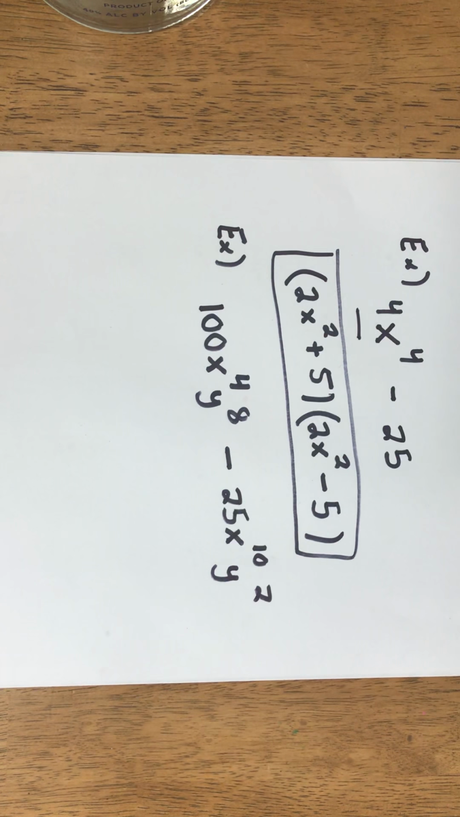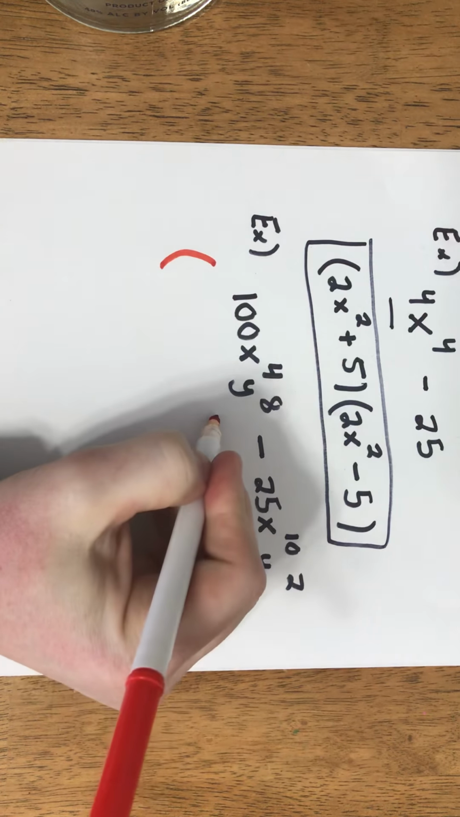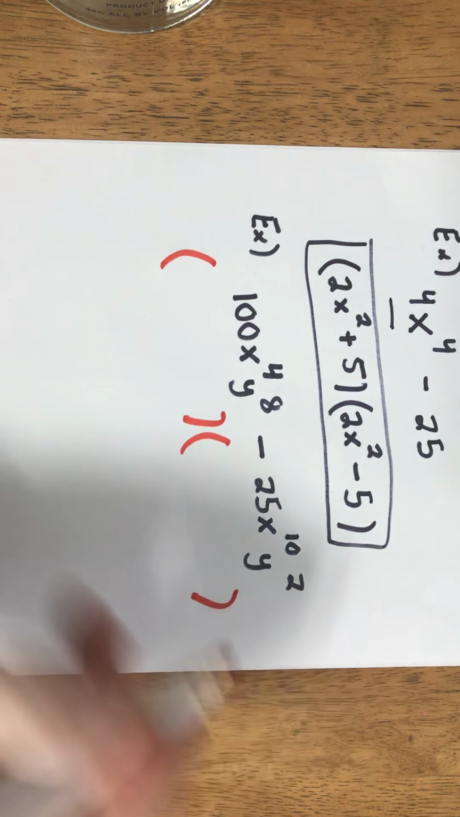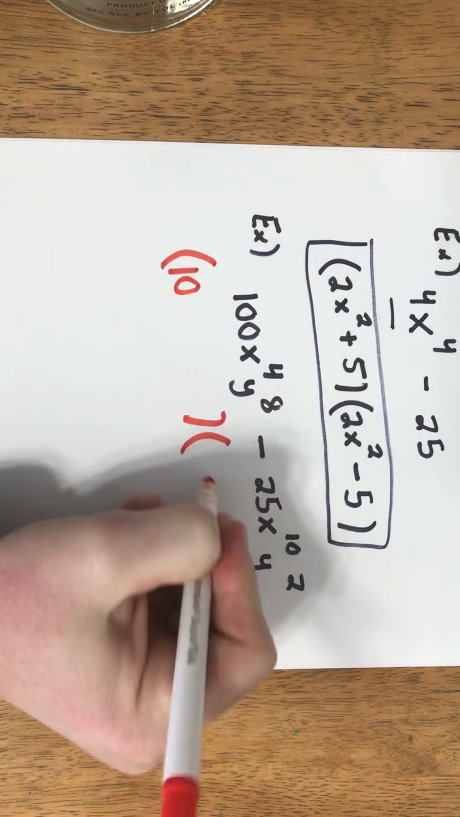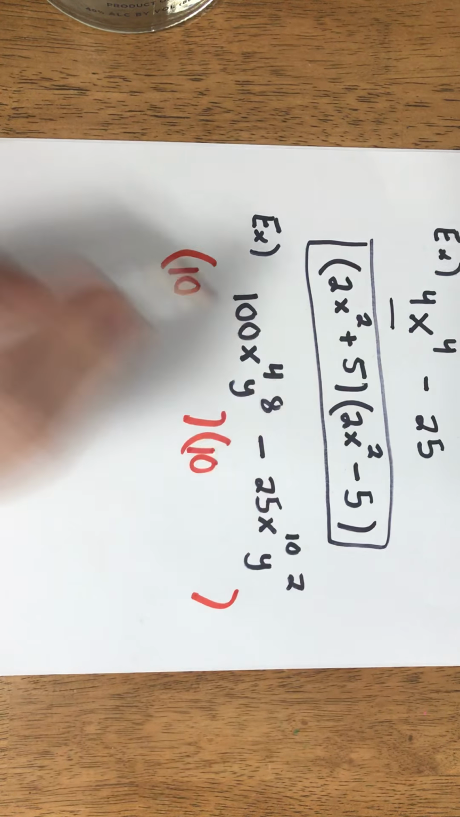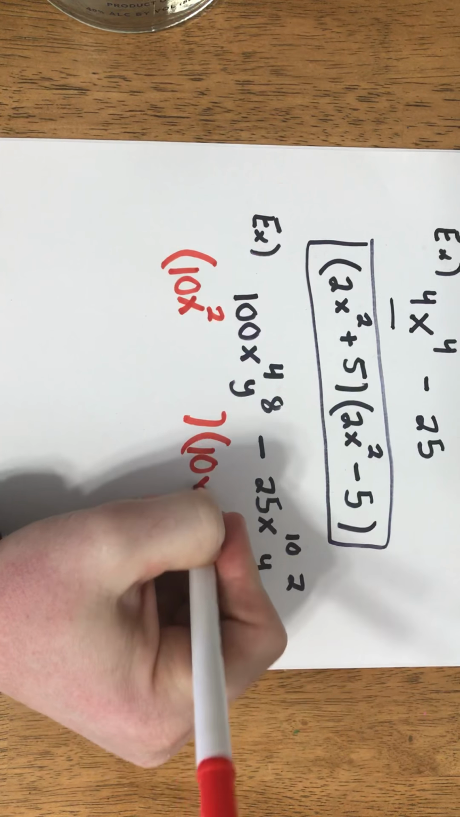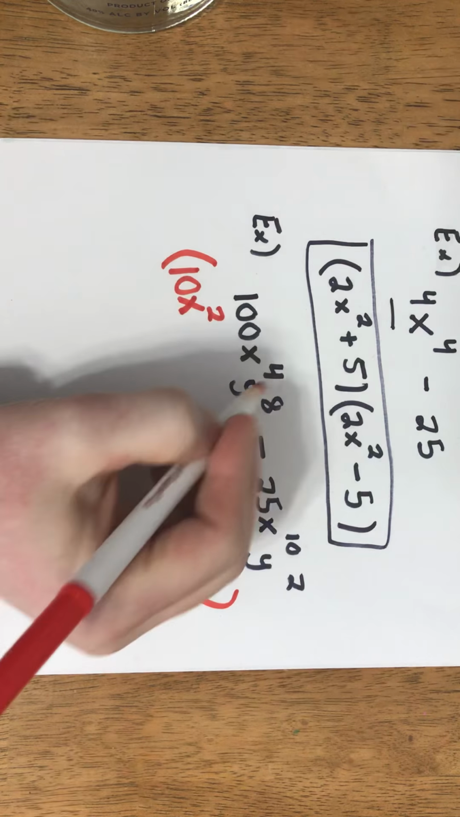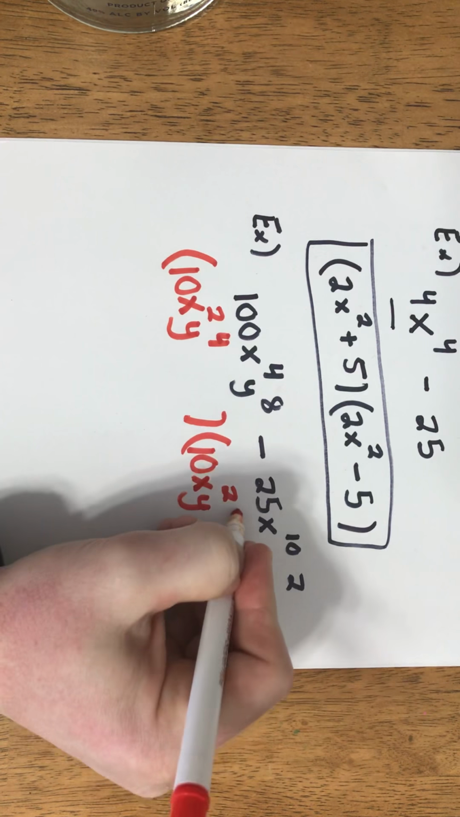Now this obviously looks way more complicated than the other examples we've done, but if you take it piece by piece and you just take these square roots, it's not going to be so bad. So I'm going to make my 2 parentheses. Hopefully I don't run out of room. Square root of 100 is going to be 10 and 10. Square root of x to the 4th will be x to the 2nd and x to the 2nd. And the square root of y to the 8th is y to the 4th, y to the 4th.